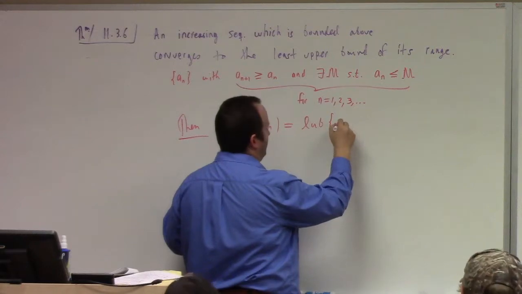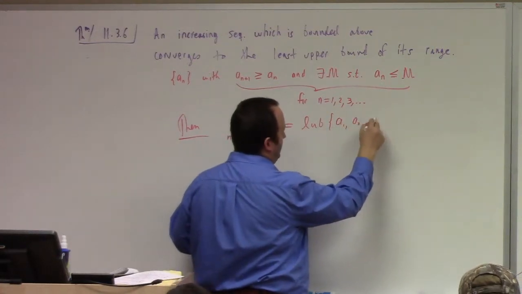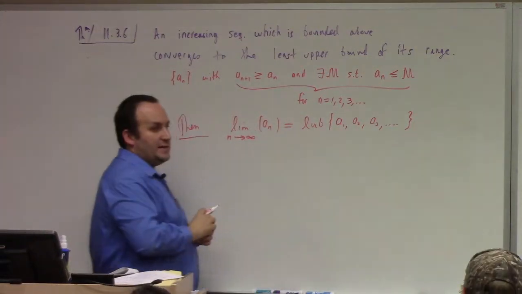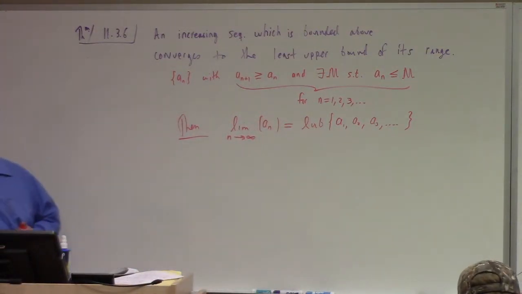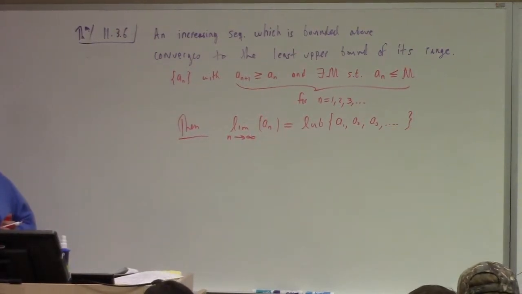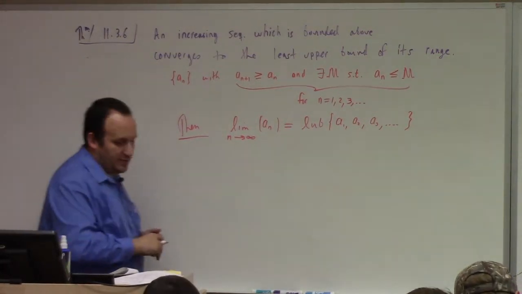So the range of a sub n is just a1, a2, a3, and so forth and so on, forever and ever. It's that infinite set. It's the least upper bound of that infinite set. So that's one part of the theorem.